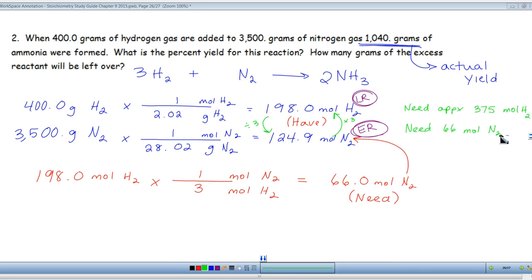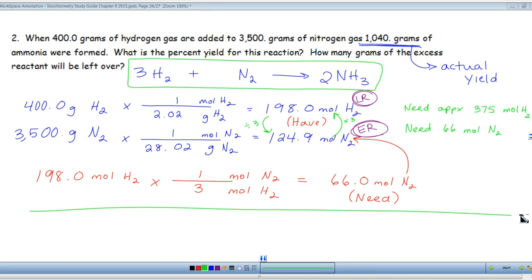Okay, so when you're doing these problems, even though technically they're not asking for it here, the first thing I need is that balanced equation. I gotta have the balanced equation, because I need to know the ratios. Second thing I need to do, calculate the limiting reactant. Or I could say determine the limiting reactant. Because the limiting reactant is the one that determines the theoretical yield. It determines how much product will actually be formed.